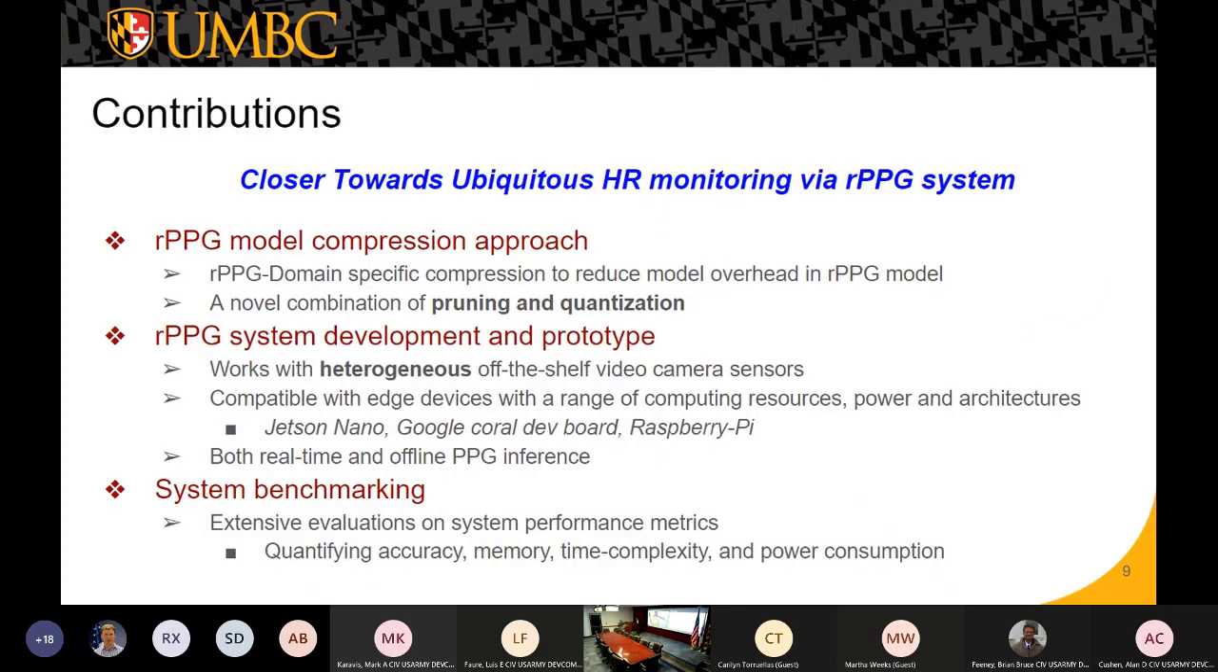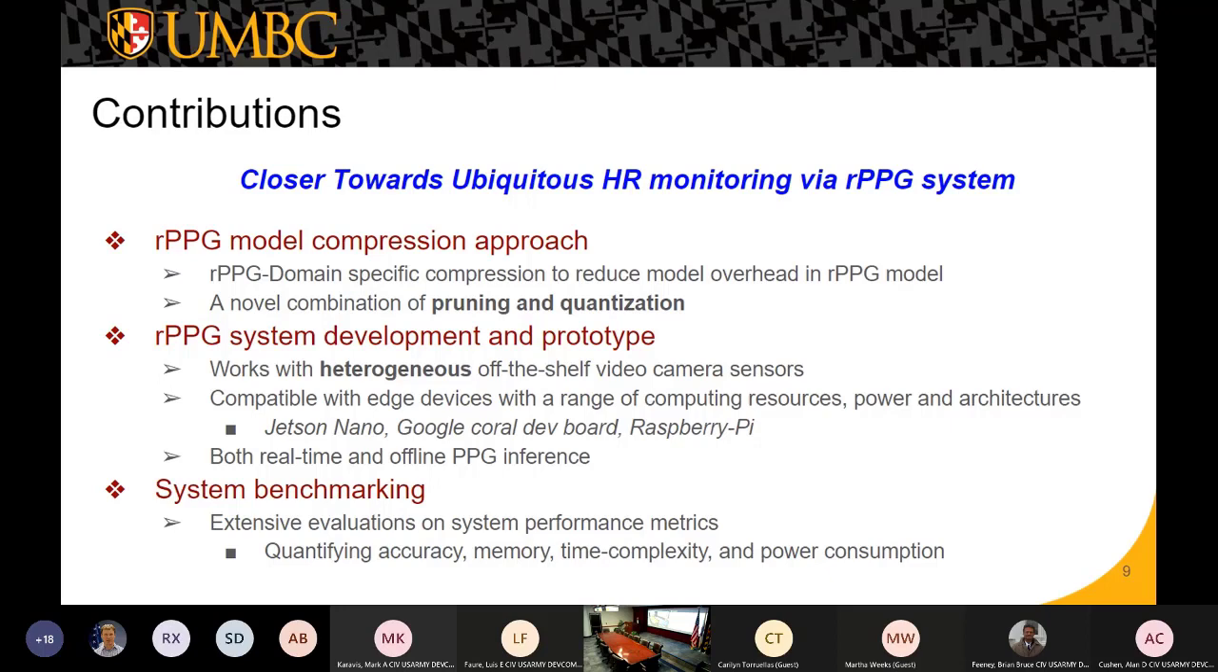Okay, so to this end, we contributed three things throughout this research. First, we developed a compressed rPPG model. That means a resource-efficient, stable rPPG model that can tell our heart rate from video data if the video is captured in a good, stable setting. Secondly, we developed the system and prototyped our approach so that it not only works on a computer, it also works on edge devices.